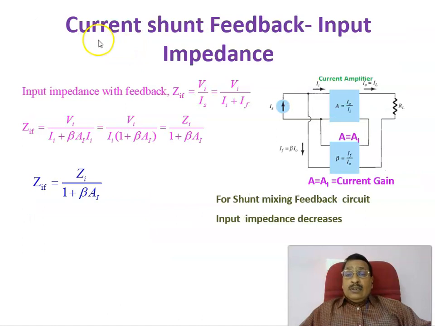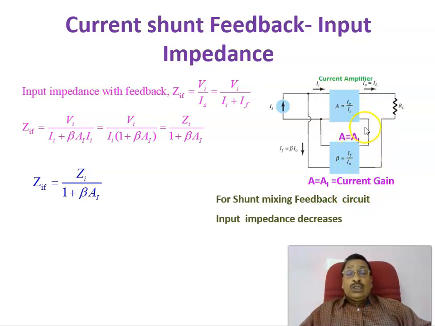Now, one more case is there, called the current shunt feedback. Again, the mixing is shunt. We are mixing the current, and the sampling is again current. We are sampling the current and mixing it as current. Therefore, output is current as well as input is current. Therefore, this amplifier gain is I0 divided by Ii. This is called the current gain, Ai. Ai is the amplifier.